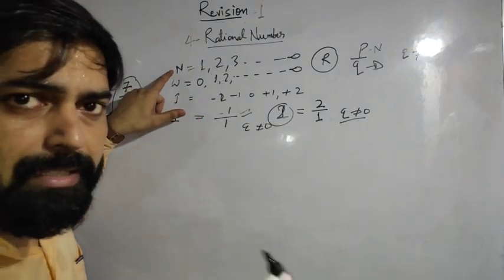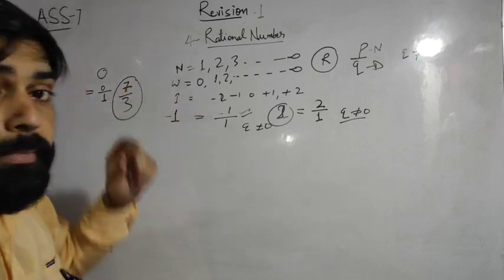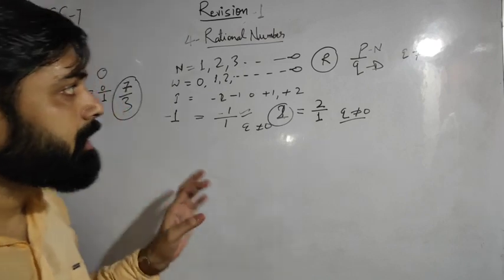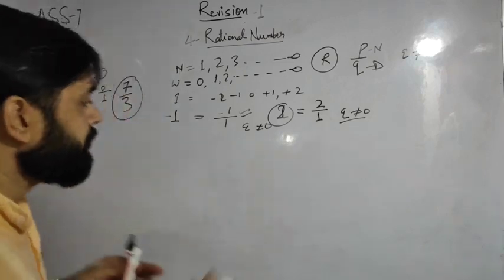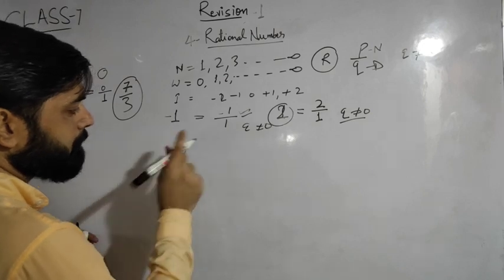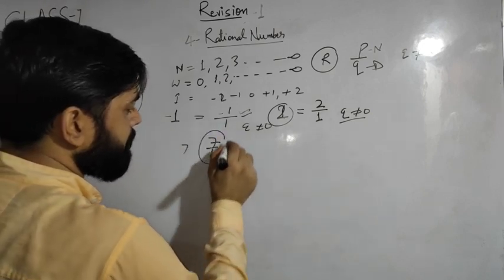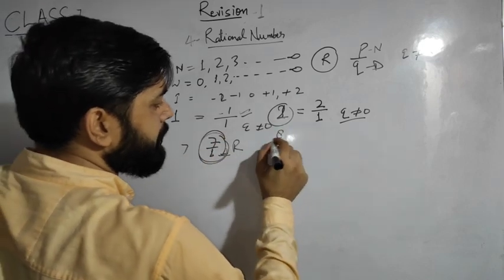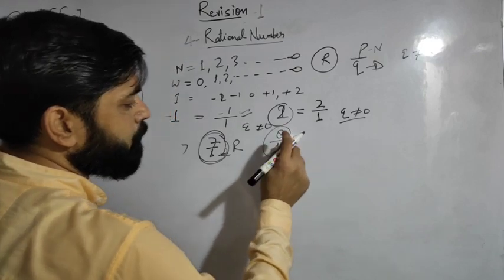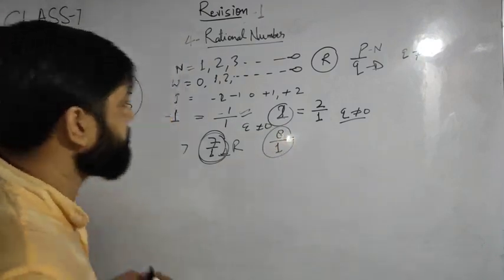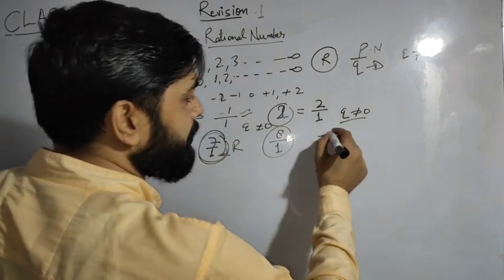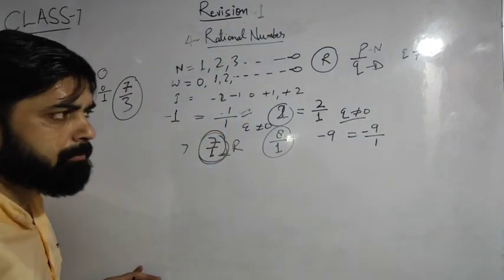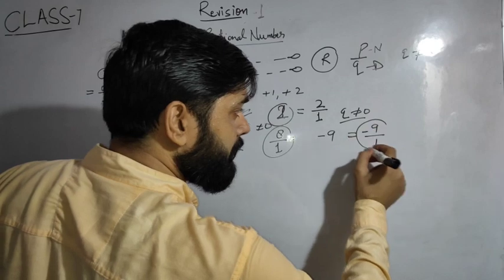A natural number is a rational number, but a rational number need not be a natural number. Every natural number is a rational number, but it is not necessary that every rational number is a natural number. Like 7 upon 1 is a rational number, but this is not a natural number. Same as 8 upon 1, this is a rational number, but 8 upon 1 is not a whole number. Same as the integer minus 9, we can write it as minus 9 upon 1. This is a rational number, but this is not an integer.